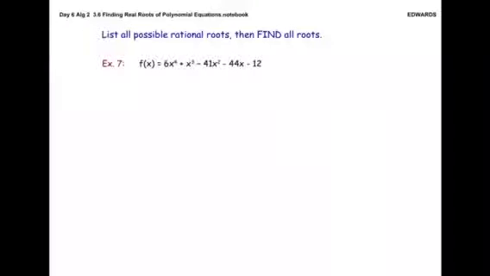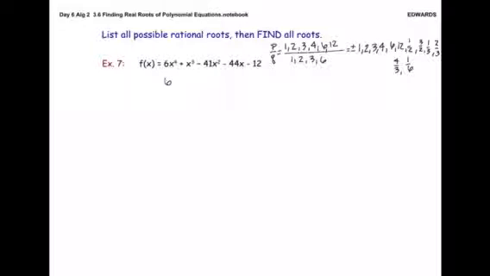Our last example, we need to do the rational root theorem first, so we're going to put our p's over our q's. The factors of 12 go on top, so we have 1, 2, 3, 4, 6, and 12. Factors of 6 go on the bottom, so we have 1, 2, 3, and 6. So our possible roots, when we list them all out, are plus or minus 1, 2, 3, 4, 6, 12, 1/2, 3/2, 1/3, 2/3, 4/3, and 1/6. We then can use our synthetic division, 6, 1, negative 41, negative 44, negative 12.